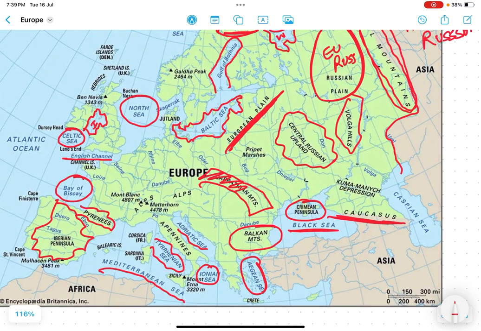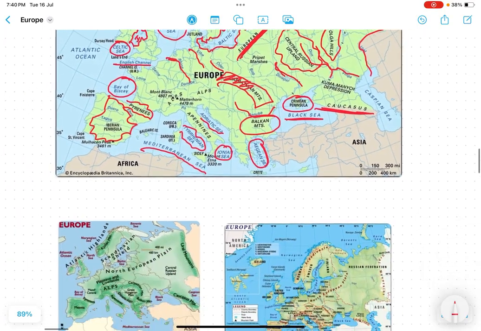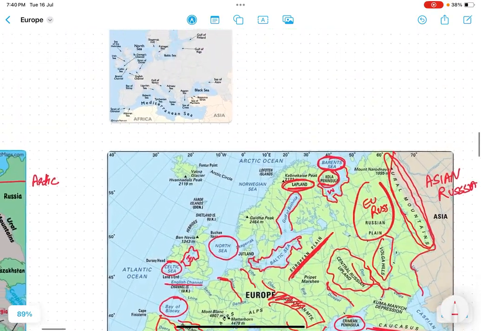Then some of the rivers are there. As you can see, we have River Rhine right here. We have Elbe River, Oder River, Dnieper River, Don River, Volga River, and we have Danube River. So there are some other rivers we are going to study in detail. So let's see another map.